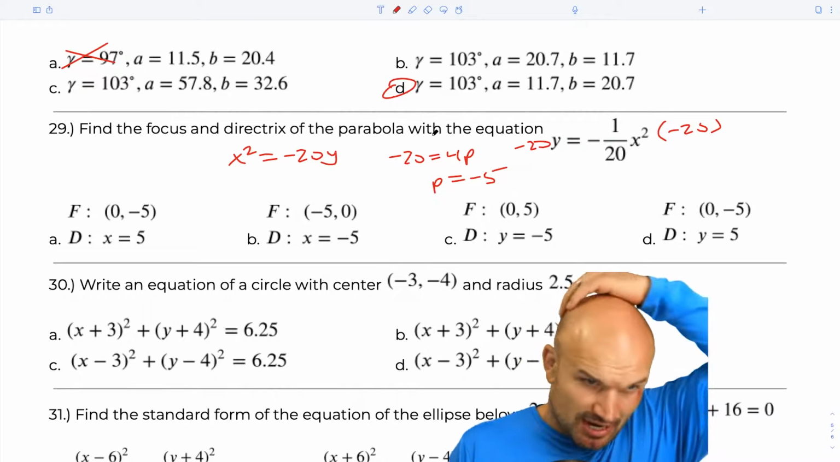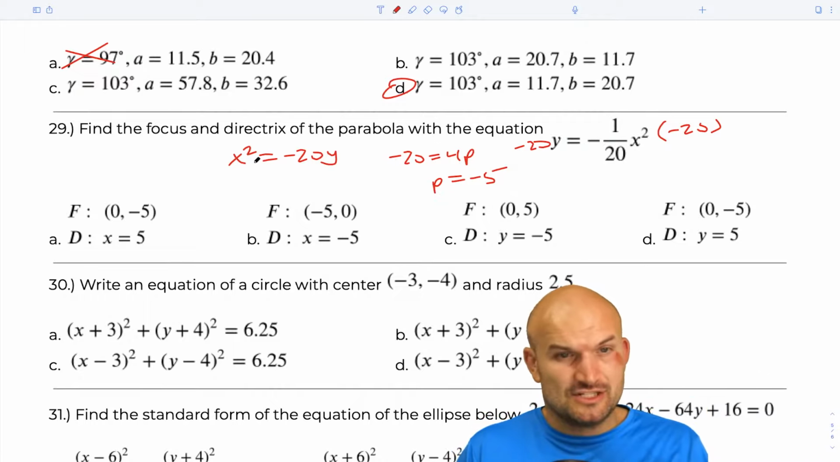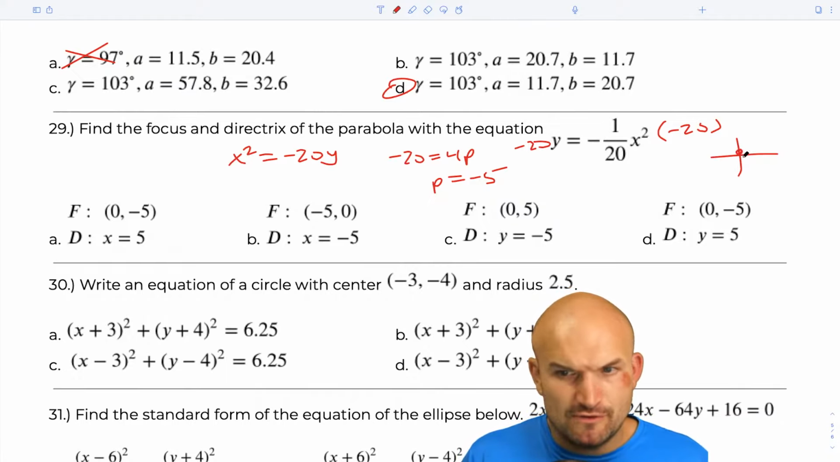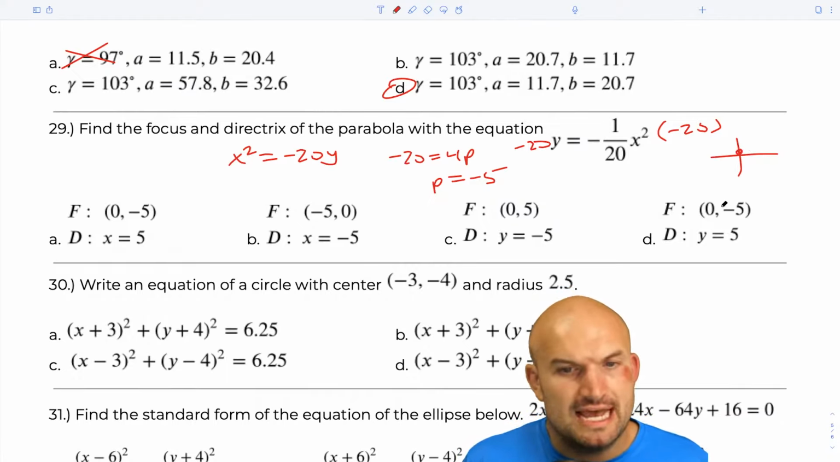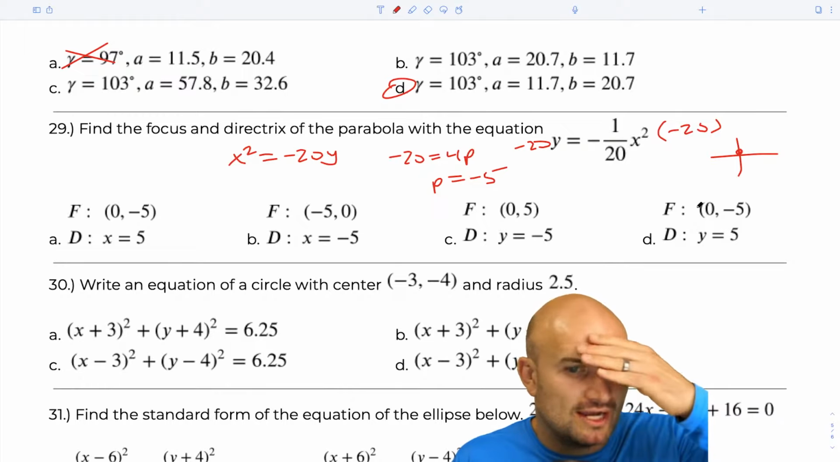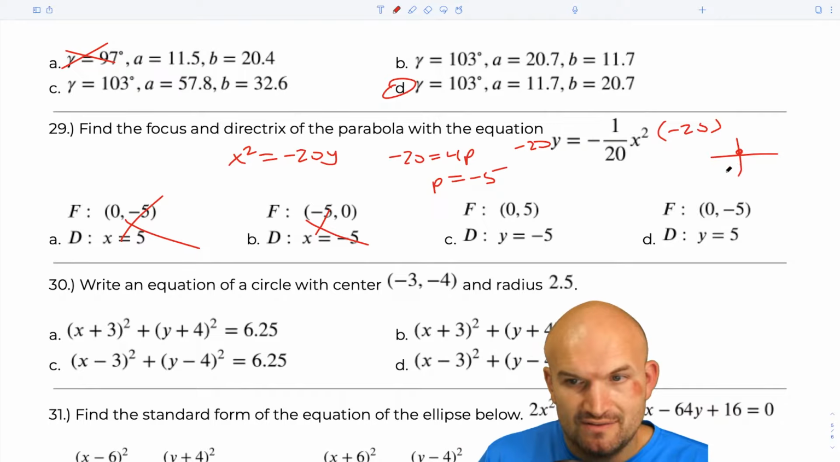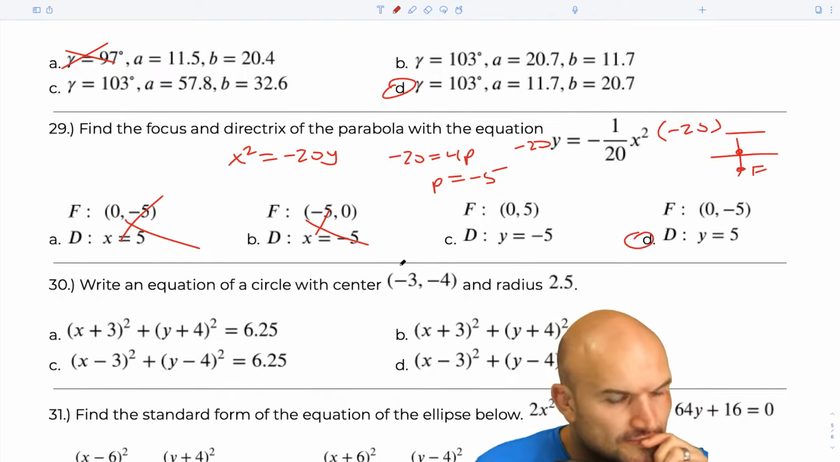We also know that the parabola is going to open down because it's an x squared, so it opens up or down, but y is negative. It has a vertex at 0, 0. My focus should be 0, negative 5, right? And my directrix should be a horizontal line, y equals positive 5. So it can't be those. There's my focus. There's my directrix. So D is the answer.